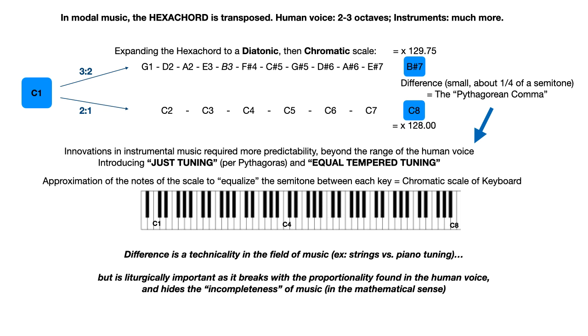That difference is really a technicality in the field of music because it's just a matter of tuning strings versus tuning piano. But liturgically it is quite important because now we broke totally with the proportionality that we find in the human voice. And we hide the incompleteness of music that is inherent to modal music in the mathematical sense. We want a music that is complete, that is controllable on the 88 keys of a keyboard. That's a big difference between modal music and tonal music.